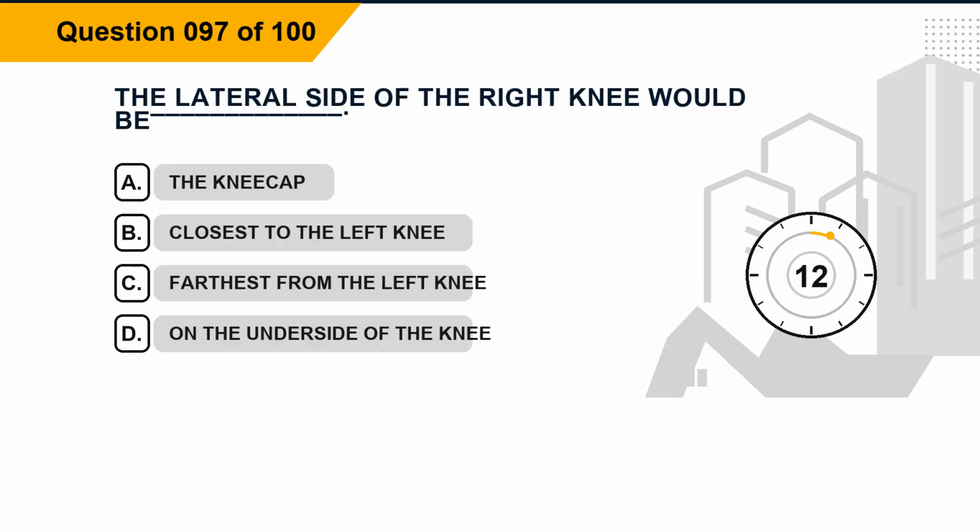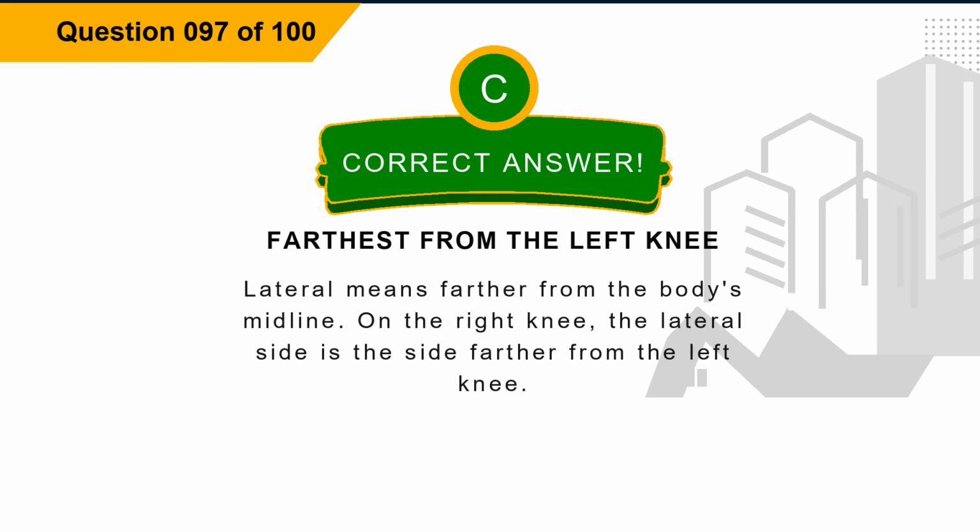Question 97. The lateral side of the right knee would be blank. Option A. The kneecap. Option B. Closest to the left knee. Option C. Farthest from the left knee. Option D. On the underside of the knee. The correct answer is option C. Farthest from the left knee. Explanation. Lateral means farther from the body's midline. On the right knee, the lateral side is the side farther from the left knee.